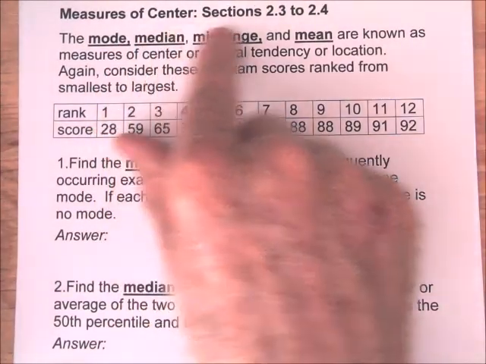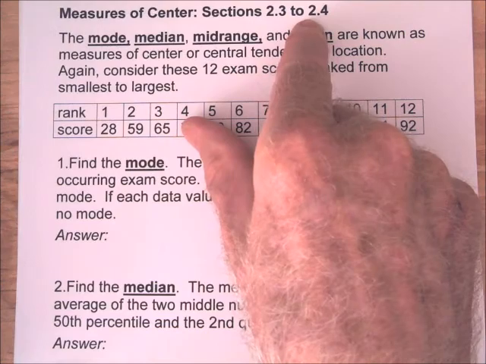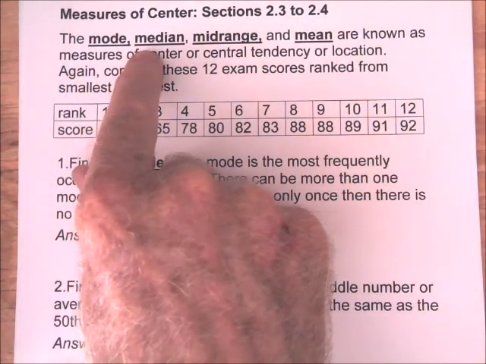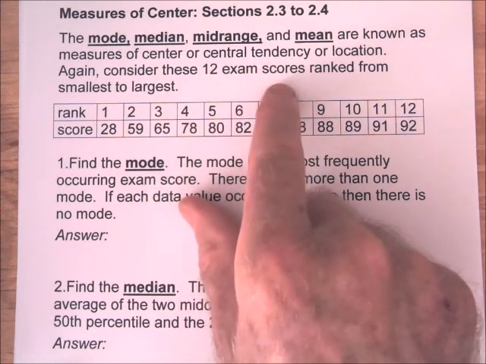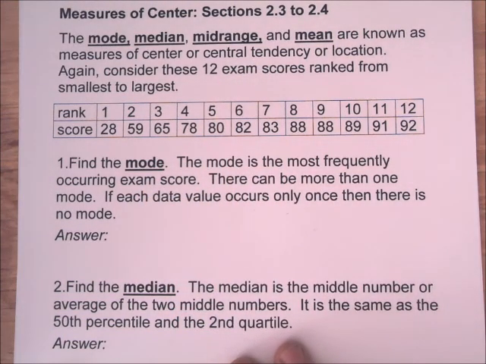Measures of center, sections 2.3 to 2.4. The mode, median, mid-range, and mean are known as measures of center or central tendency or location. Again, consider these 12 exam scores ranked from smallest to largest.